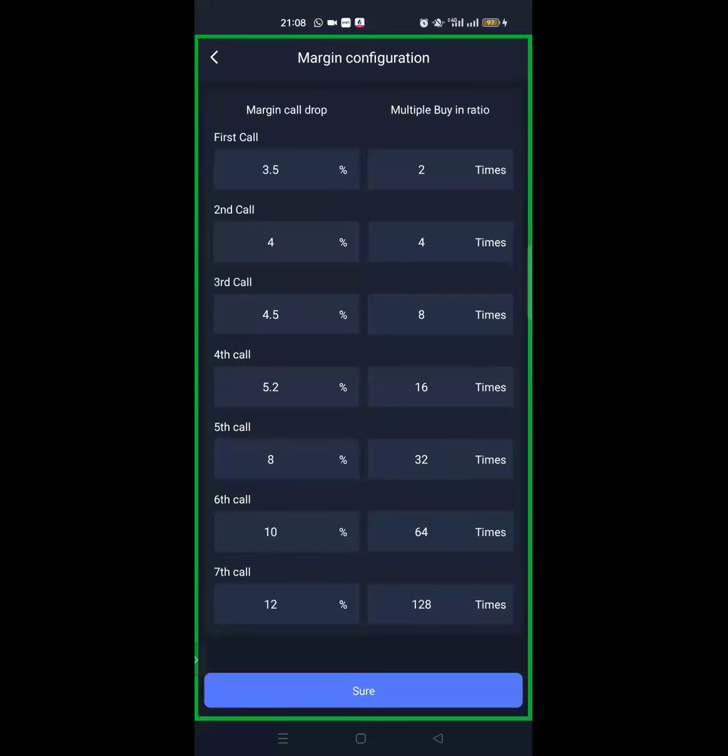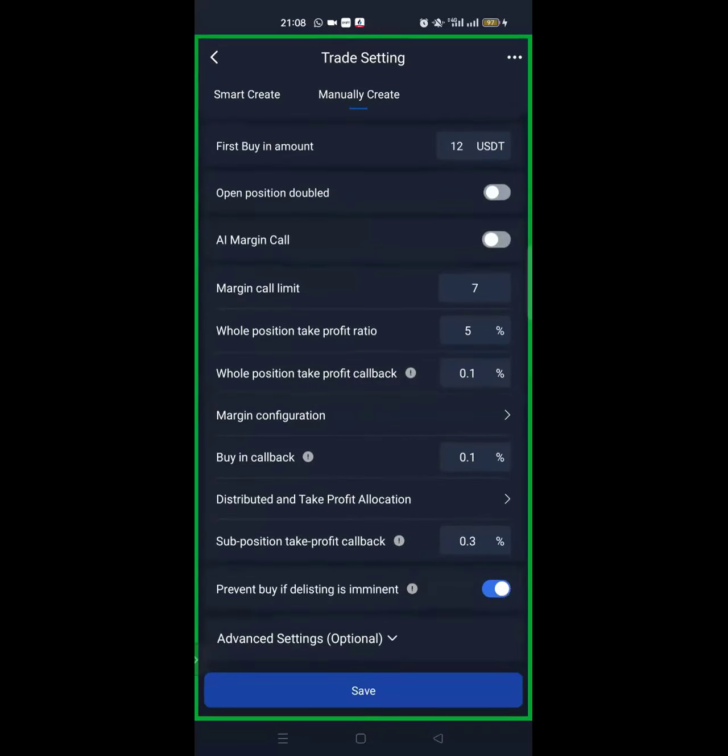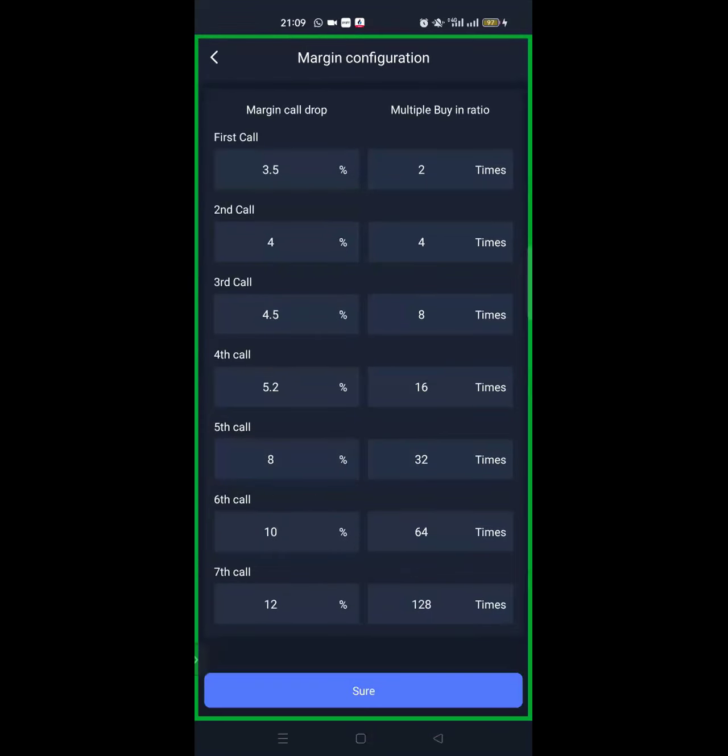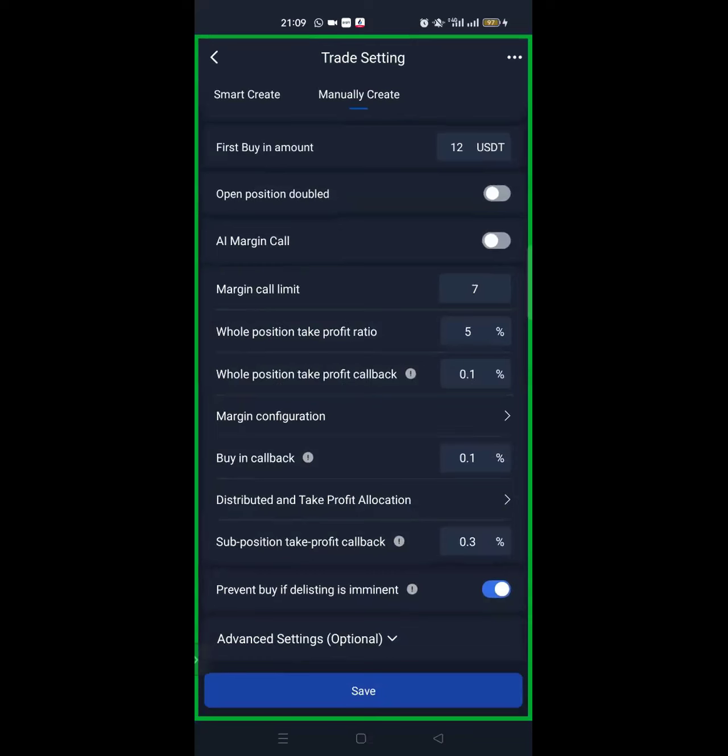I don't know if you get it. If the coin drops by 3.5, your robot is going to tell you, and I don't know if you've noticed it, you see it in your running trade, it will say something like trigger buy in callback. But it is not going to buy until my 0.1 buy in callback is triggered, and that coin has to go up by 0.1%. Now, once it gets up by 0.1%, my robot buys my first call. So that is what buying callback is.